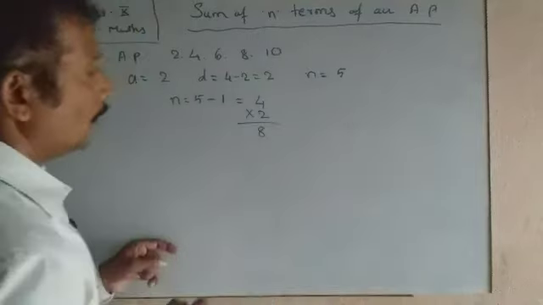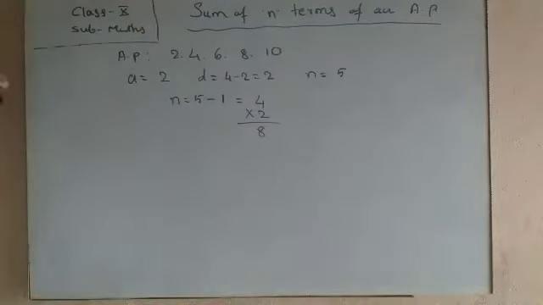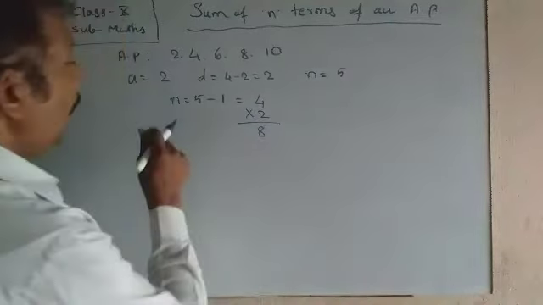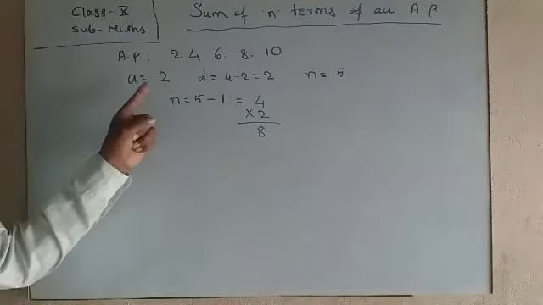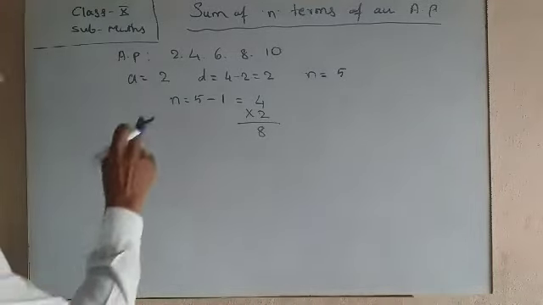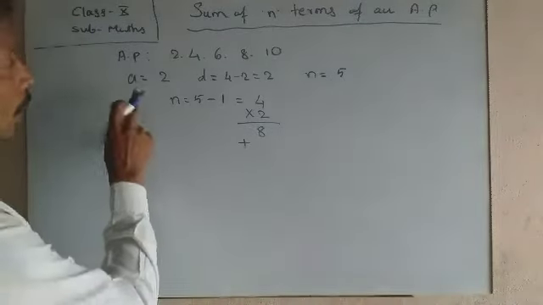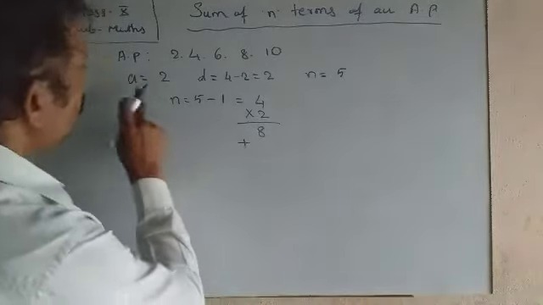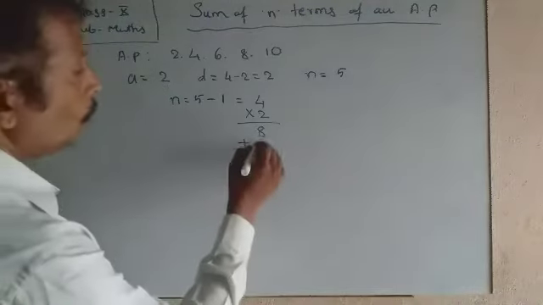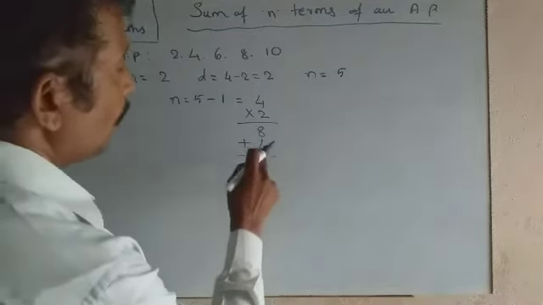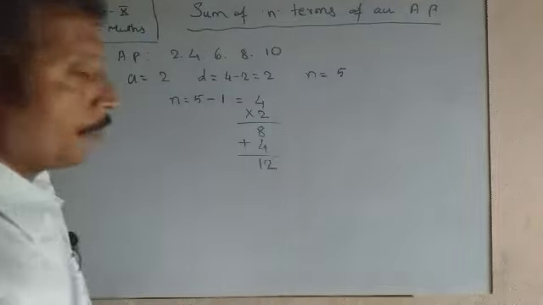It is 8. Then add 2 times the first term. 2 into a, a is 2, so 2 into 2 is 4. 8 plus 4 is 12.